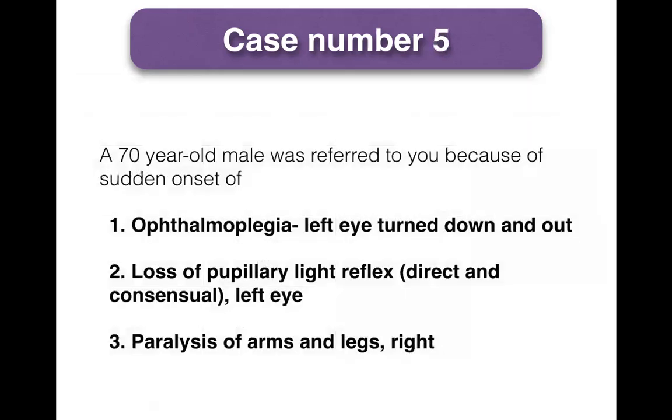Okay, let's move on to number 5. A 70-year-old male was referred because of sudden onset of ophthalmoplegia. The left eye is turned down and out. There is also loss of the pupillary light reflex, both direct and consensual, on the left eye, as well as paralysis of the arms and the legs on the right side.